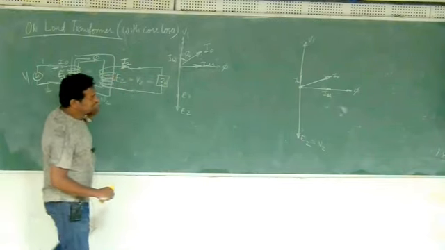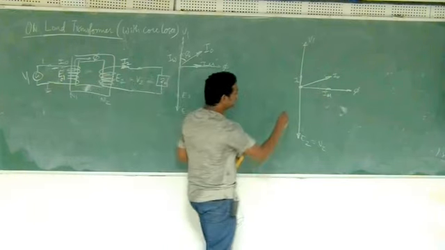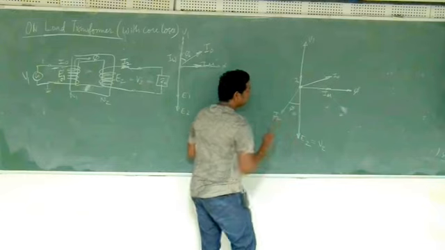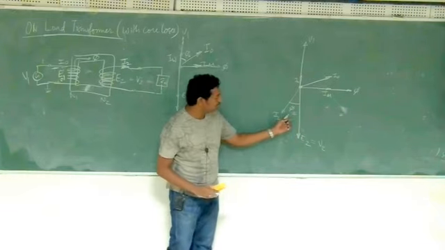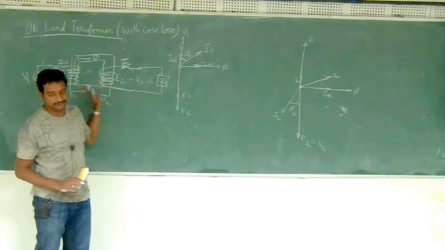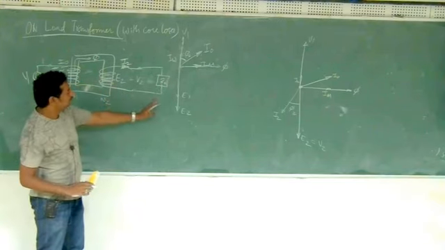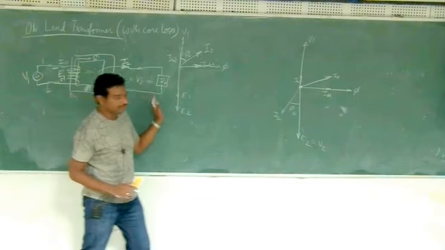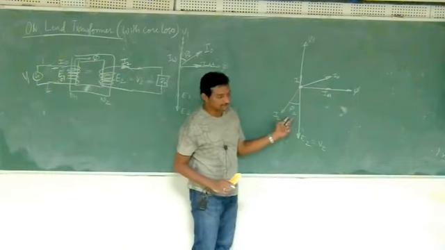Okay. Now what is I2? I2, and this is phi 2. Okay. So the value of I2 and the value of phi 2 are completely determined by what you connect here. Nothing to do with the transformer. Okay. So in this example, I have taken a lagging load. Okay. The load is lagging by the angle of phi 2.